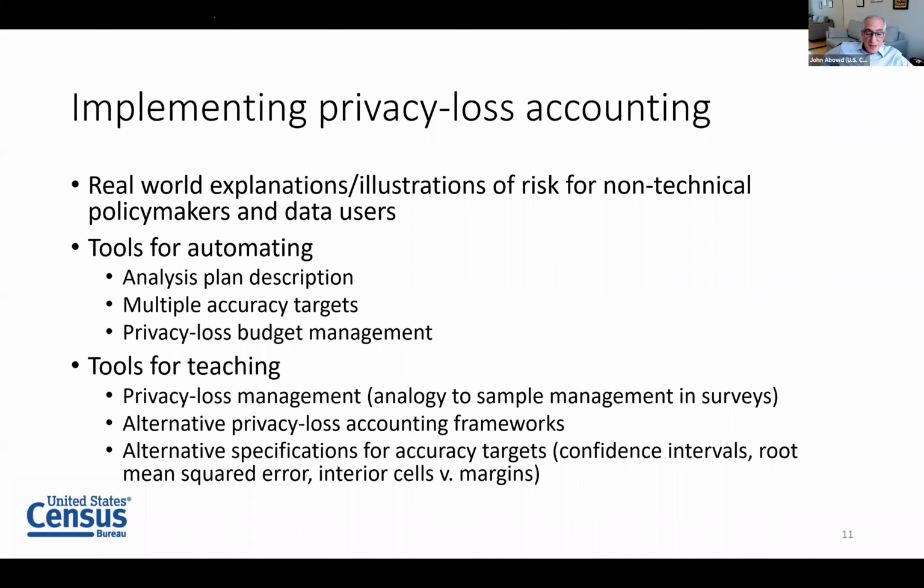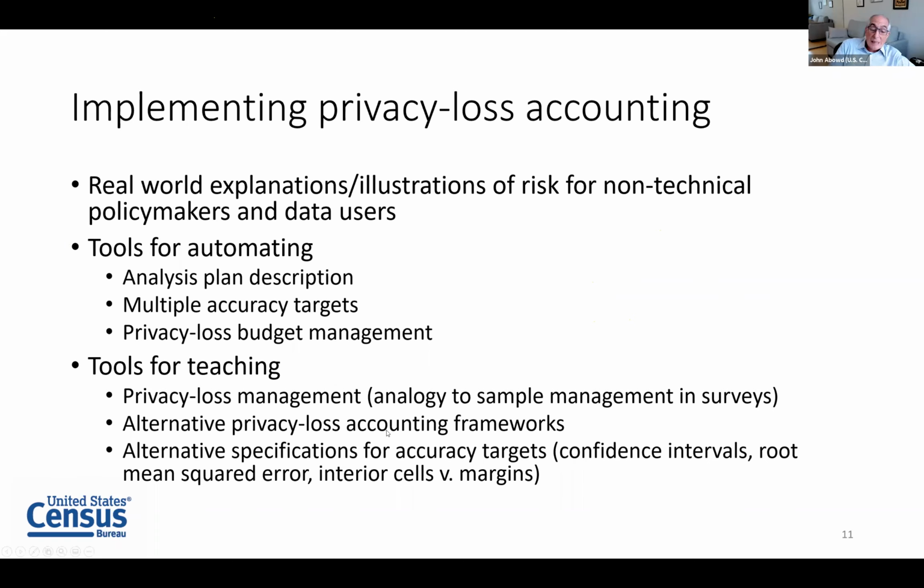I mean, privacy loss management has many direct analogies to sample management in surveys. Instead of a dollar cost, you're allocating a privacy loss cost, right? But there are ways in which skilled survey managers or data users, data designers, can take their knowledge of how you improve the accuracy of one portion of the sample at the expense of other portions of the sample because you've got a finite field budget. Those analogies directly work in privacy loss management, and if the tools could make them more transparent, that would be a big help in my view.